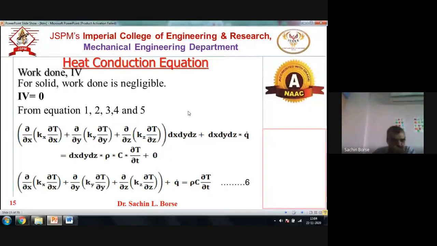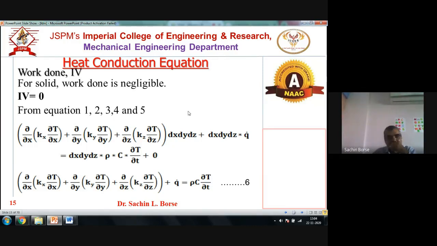slide number 15. So please understand here, in case of conduction, work done is there because of the expansion or contraction of the material at a particular location. But this work done is force into displacement, which is very negligible, and we neglect it. We make it zero. So we can now write part number 1 plus part number 2 is equal to part number 3, and part number 4 is 0. So whatever we got, this is the equation of conduction in the Cartesian coordinate.